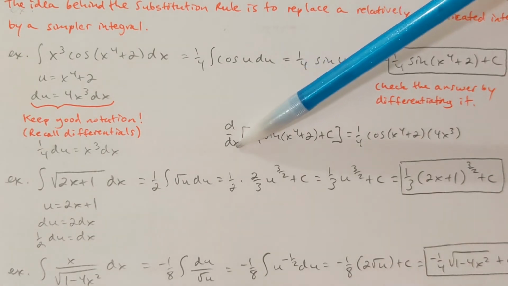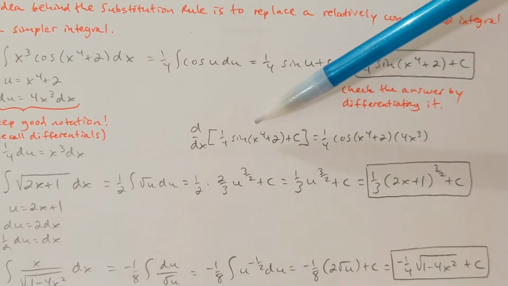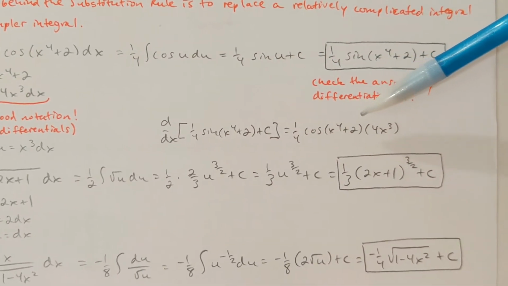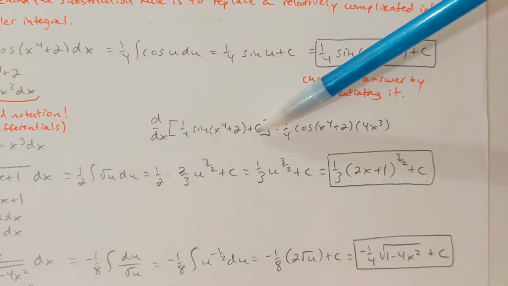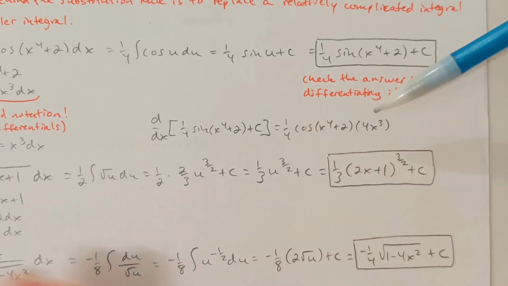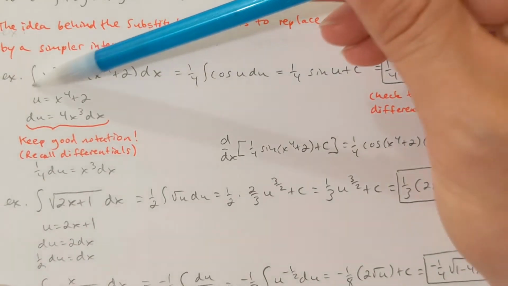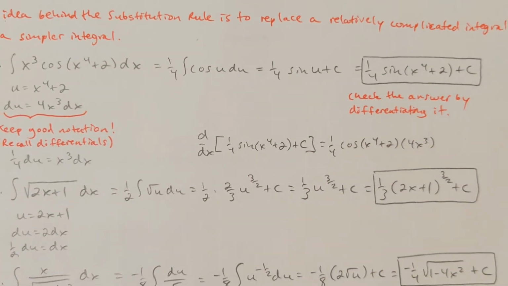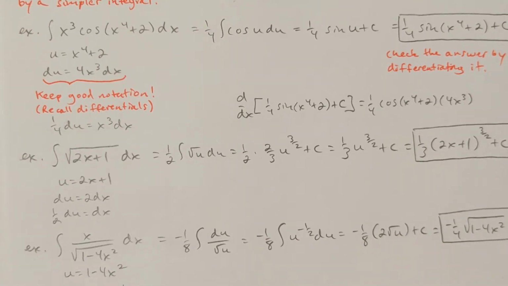If I were to differentiate with respect to x what I think is the answer here, that'd be a chain rule situation. I'm going to have 1/4 times cosine of x to the fourth plus 2 times the derivative of x to the fourth plus 2, that'd be 4x cubed, plus the derivative of a constant, which is always 0. The 4's would cancel there, and that leaves me with cosine of x to the fourth plus 2 times x cubed. Well, that's exactly what I had in the integrand here. So I know I have the right answer. I've checked that. You don't need to check your answers, but it's a good idea if you're unsure.